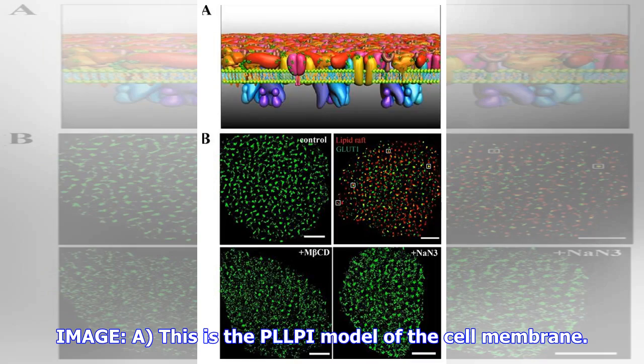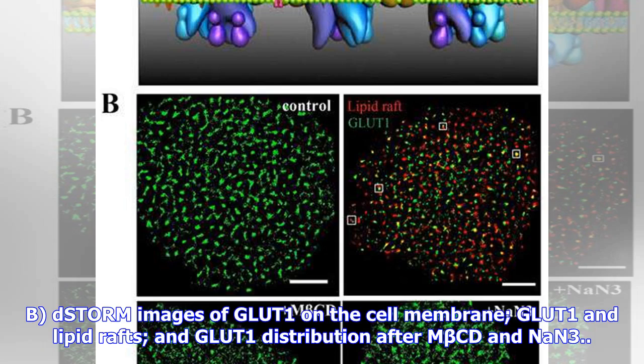Image A. This is the PLLPI model of the cell membrane. B. dSTORM images of GLUT1 on the cell membrane, GLUT1 and lipid rafts, and GLUT1 distribution after MβCD and sodium azide.